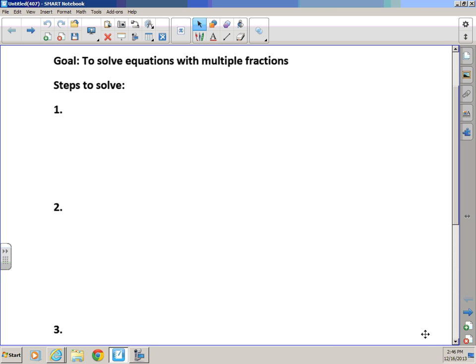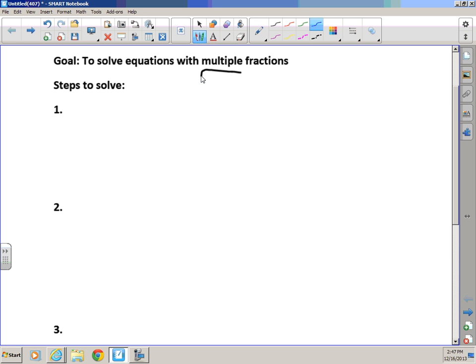The purpose of today's lesson is to understand how to solve equations that have multiple fractions. Okay, we've already dealt with solving some equations that had one fraction or maybe two fractions in there. But now we're going to deal with when they have multiple fractions. Okay, so let's walk through the steps we're going to need.